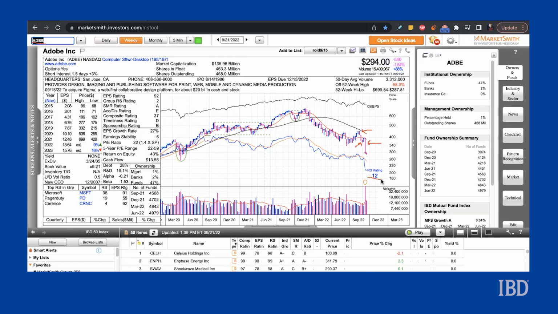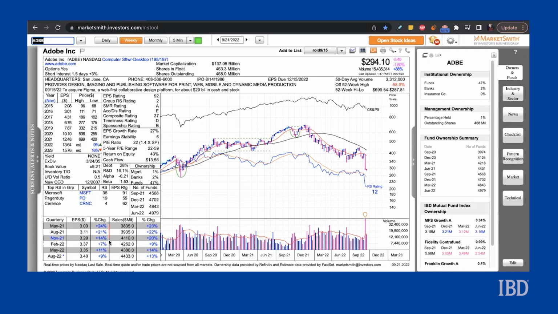An RS rating here of 12 shows that the stock has been a massive underperformer in recent months. Also, an IBD group ranking of 195 out of 197 shows that this group is certainly not a leader at this time. Also, decelerating EPS and sales growth in the most recent quarters is another trend that shows underlying weakness in this stock. One bright spot for the company is that earnings are estimated to pick up again in 2023, where Adobe is expected to show EPS growth of 16% on a year-over-year basis.